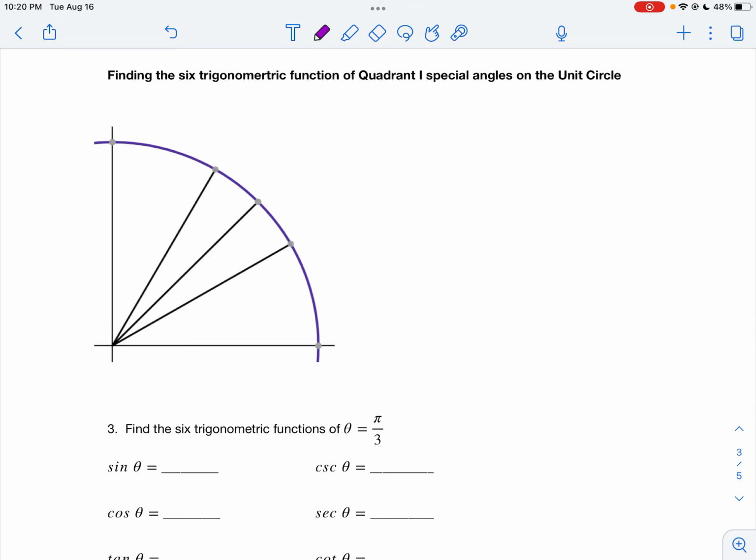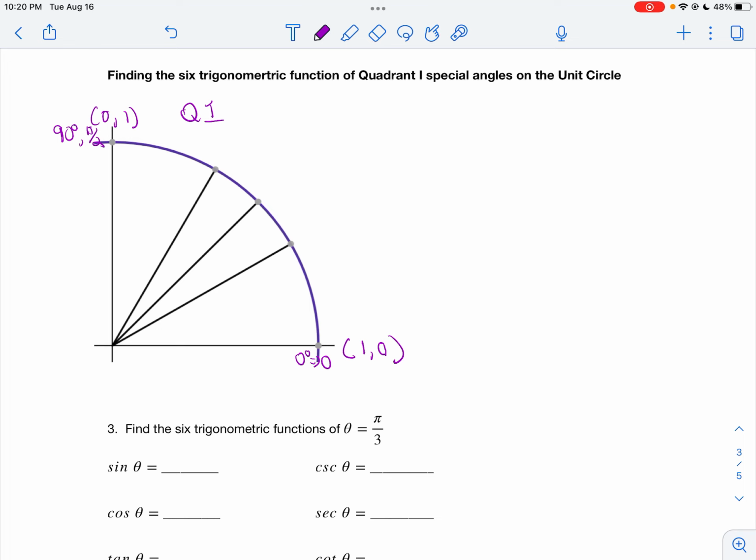Right. Now that we know our quadrantal angles, let's expand this to know our special angles in the first quadrant of our unit circle. I've only drawn the first quadrant, so this is quadrant 1. Our quadrantal angles are the point 1, 0 here at 0 degrees or 0 radians, and the other quadrantal angle is 0, 1, which is found at 90 degrees or at pi over 2.